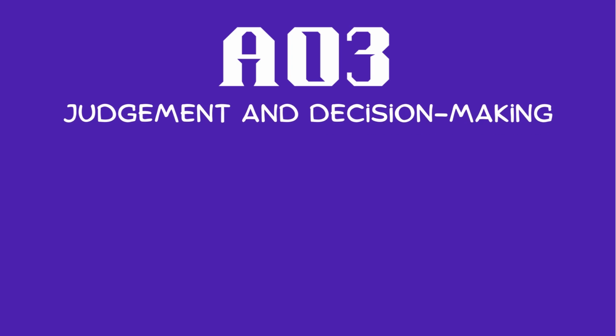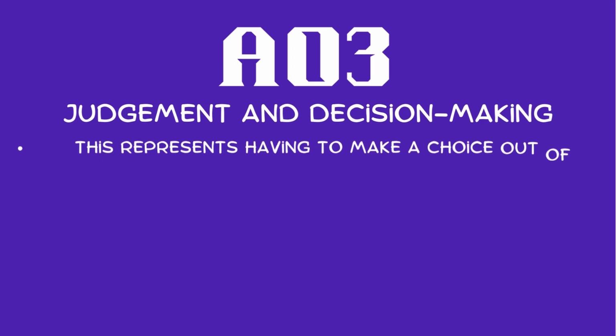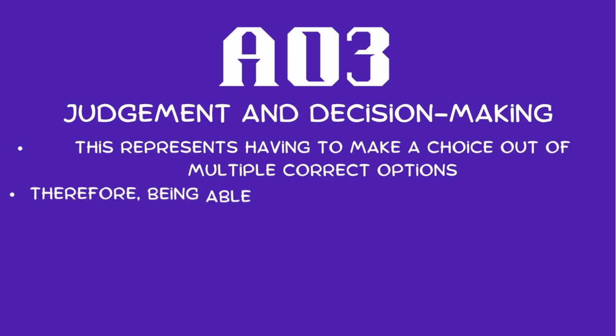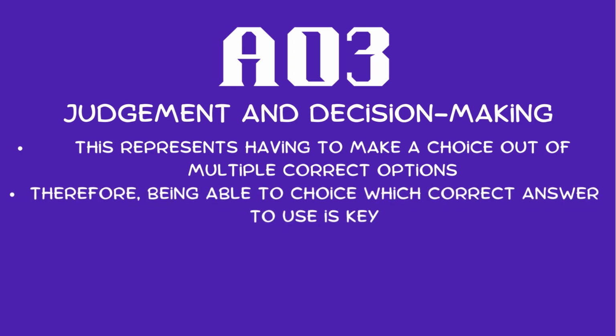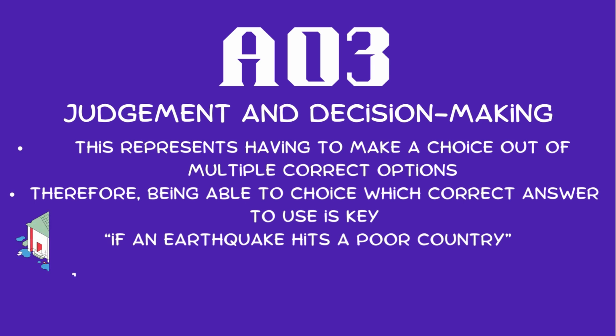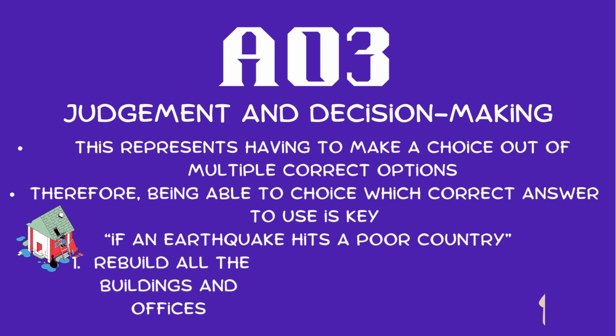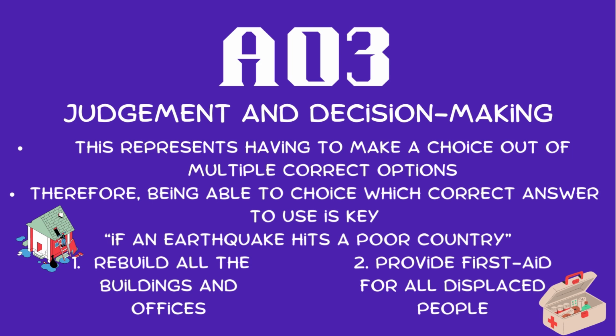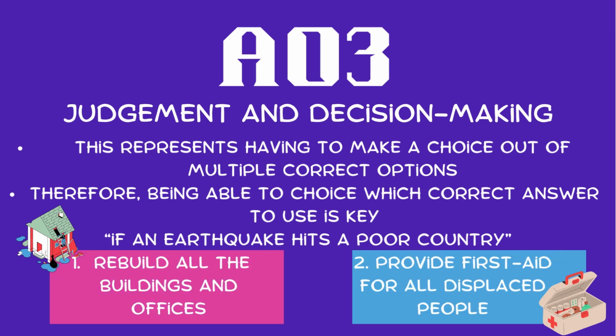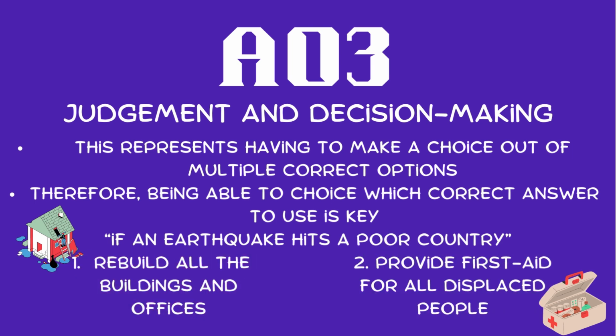Finally, AO3 represents judgment and decision-making. Now, in geography, almost every answer is correct. However, we need to learn how to choose and evaluate which correct answer to use in a particular situation. For example, if an earthquake occurred in a poor country, the government could either fix all the buildings and offices or provide first aid to all injured and displaced people. Both answers are correct and need to be done. However, it's about which action the government needs to prioritize with the little money they have. In this case, the government would prioritize assisting the people first.